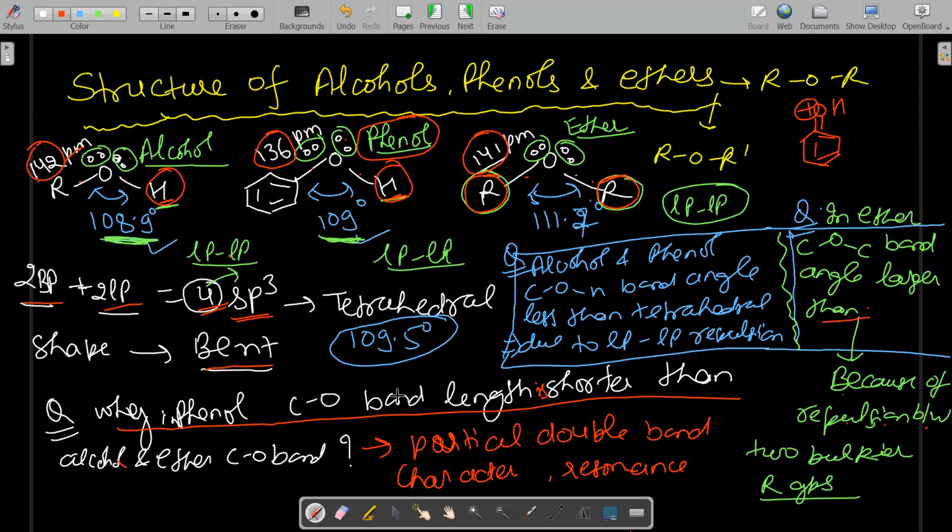Is it clear? Should I show this once again? In the case of phenol, this is aromatic, and wherever there is an aromatic compound there is resonance, and due to resonance, whatever you observe, is it a single bond or a double bond? Yes, of course, the double bond character arises like this, and due to this double bond character, the bond length becomes shorter. I hope it is clear.